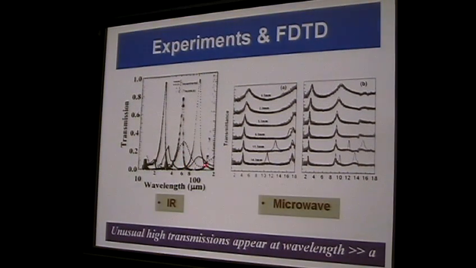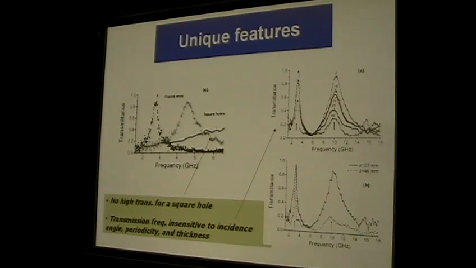And this is a transmission spectrum measured in IR frequency, and this is a transmission spectrum measured in microwave frequency. In both cases, we found a high transmission. Remember that at this wavelength, the wavelength is much longer than the aperture size. And also, this high transmission has some quite unusual features.